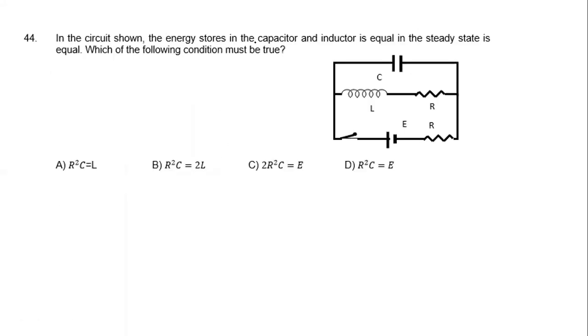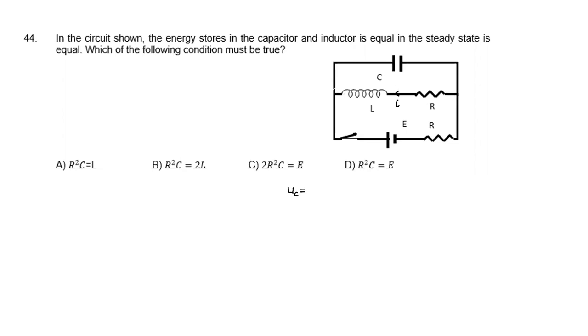Okay, in the circuit shown, the energy stored in the capacitor and inductor are equal in steady state. So it is a steady state condition. In steady state, what we need to calculate is the energy stored in the capacitor and the energy stored in the inductor. In here, the current will flow only in this branch, and this part will have a potential difference. So we need to calculate the energy stored in the capacitor. We need to calculate the potential difference.